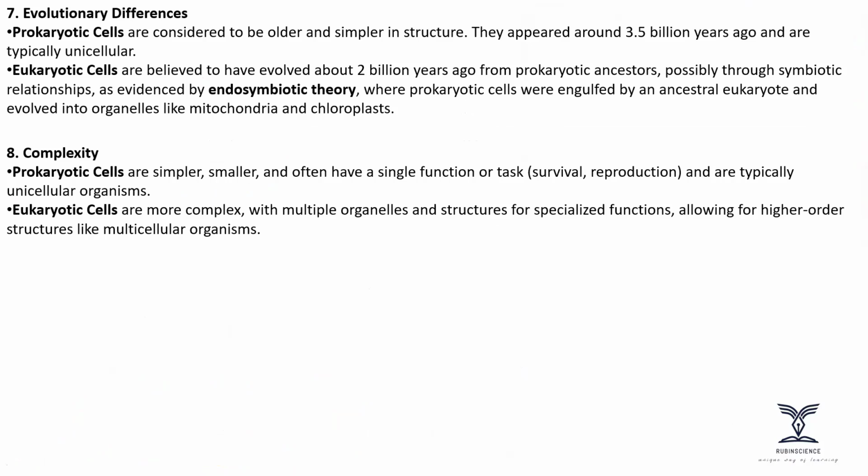Evolutionary difference. As we know, prokaryotic cells are considered the oldest and simplest structure. That's why they are called primitive, and they appeared around 3.5 billion years ago and are typically unicellular, whereas eukaryotes developed from the prokaryotes, and have lived from about 2 billion years ago. They have a symbiotic relationship, as the endosymbiotic theory states, where prokaryotic cells were engulfed by a eukaryote and evolved into organelles like mitochondria and chloroplasts.